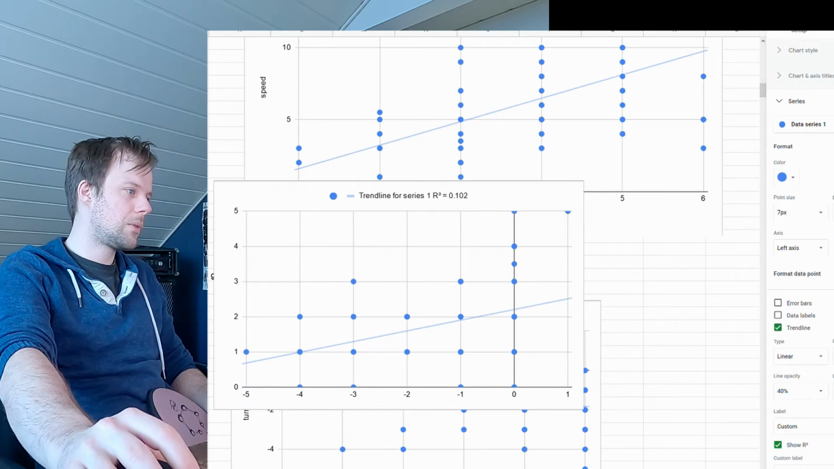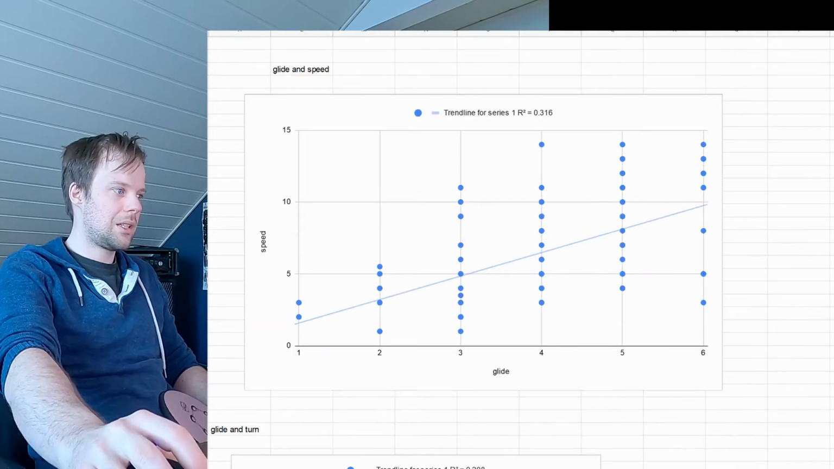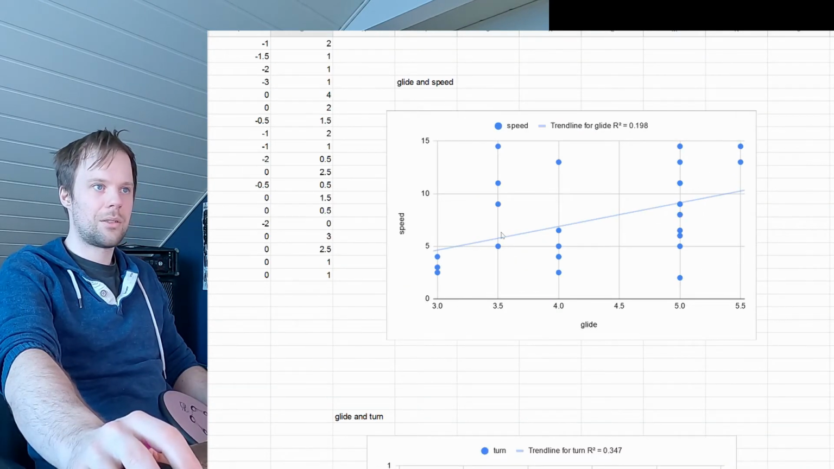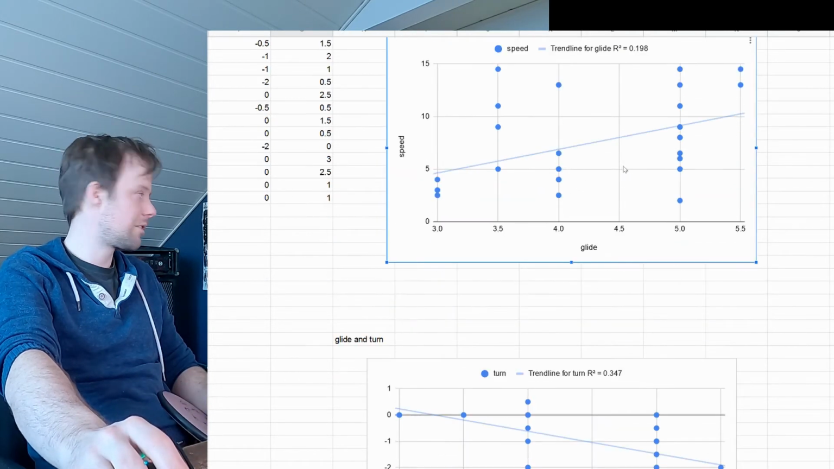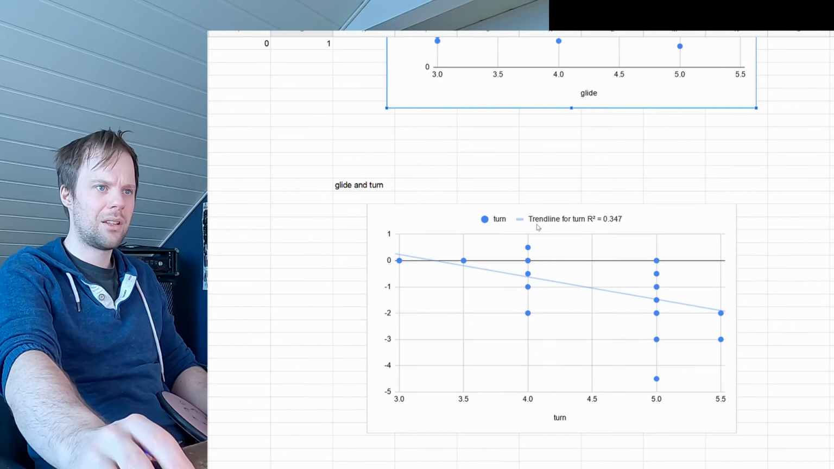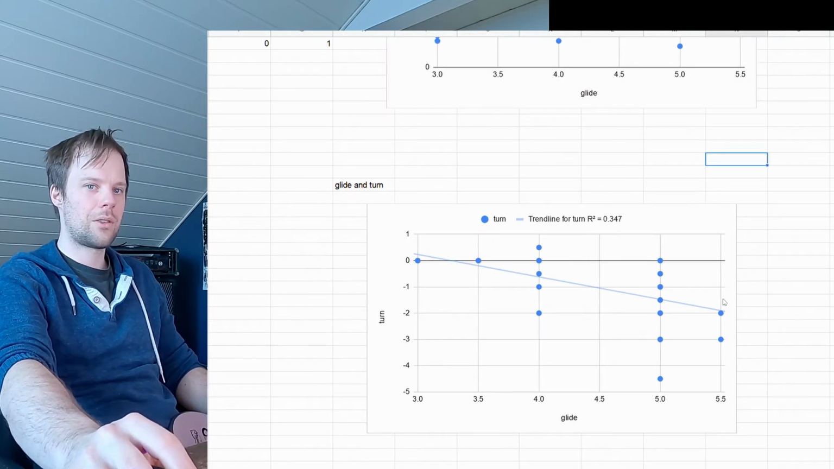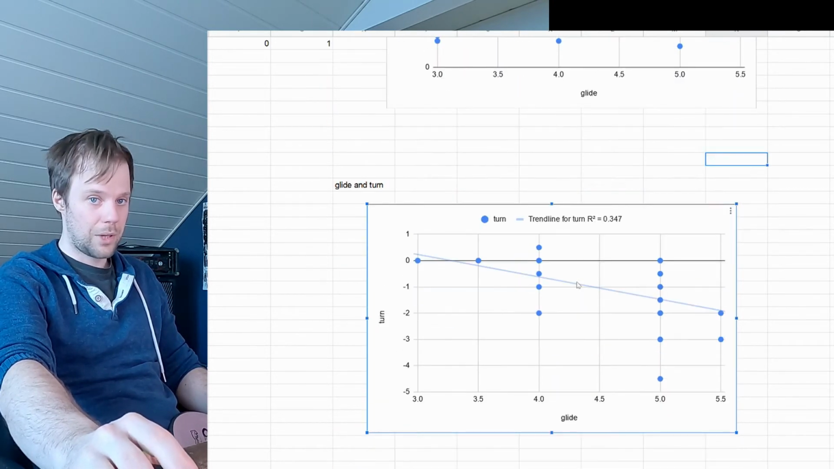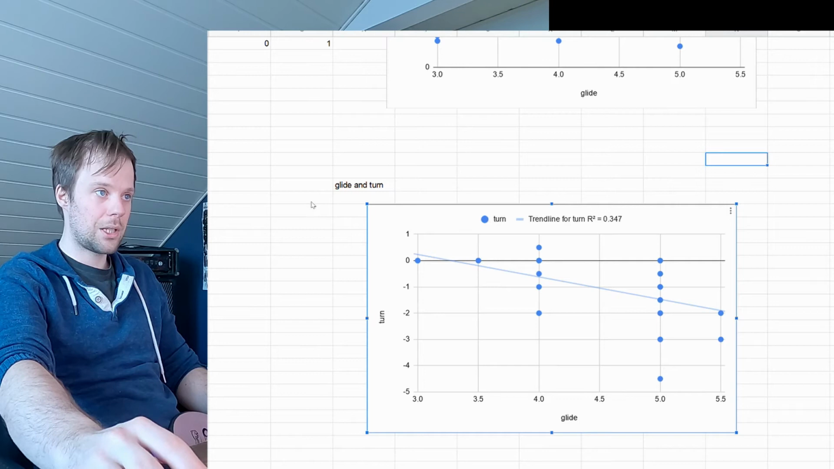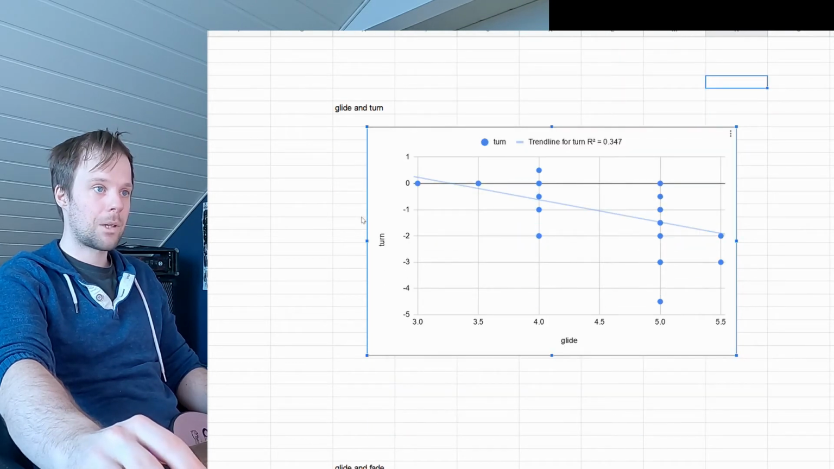Okay, so let's go over to the MVP side. The data is a bit similar here, but there are not enough disks really to say, and R squared is not that high. So if you have a lot of glide, then we have more turn. I think this is a real correlation here. So with MVP, disks that have a lot of glide also have quite a bit of turn.